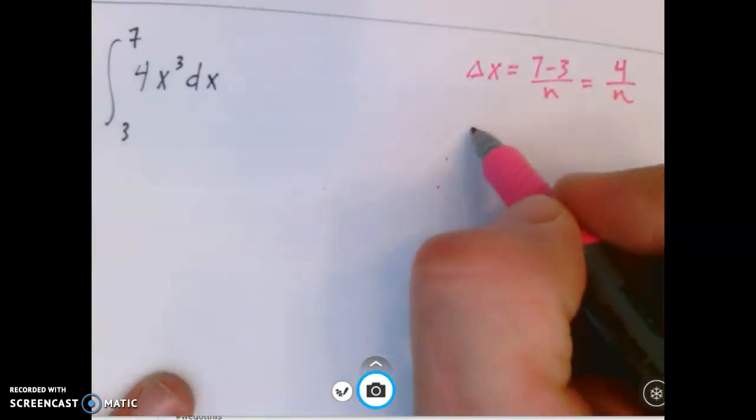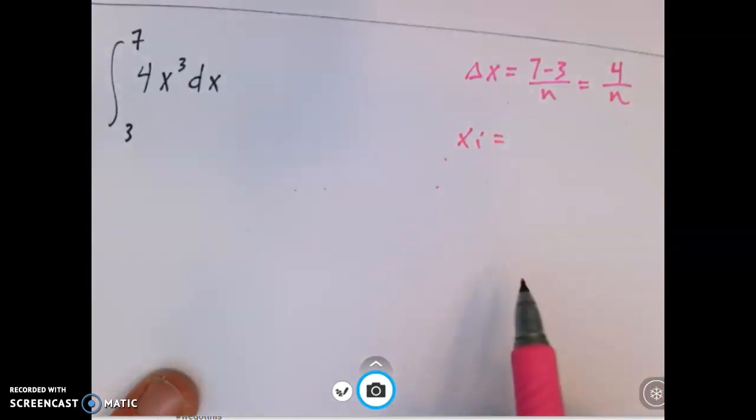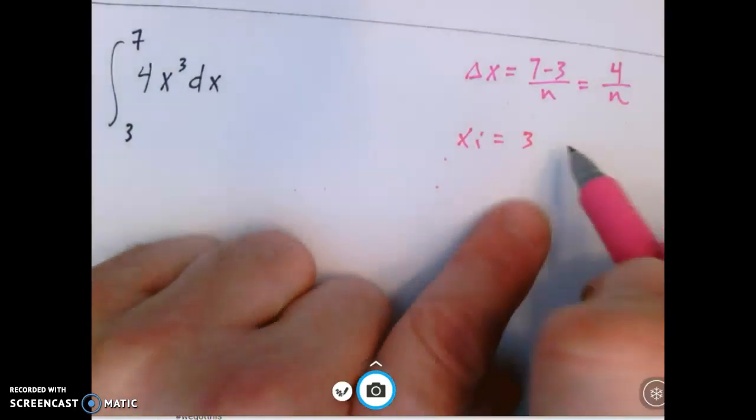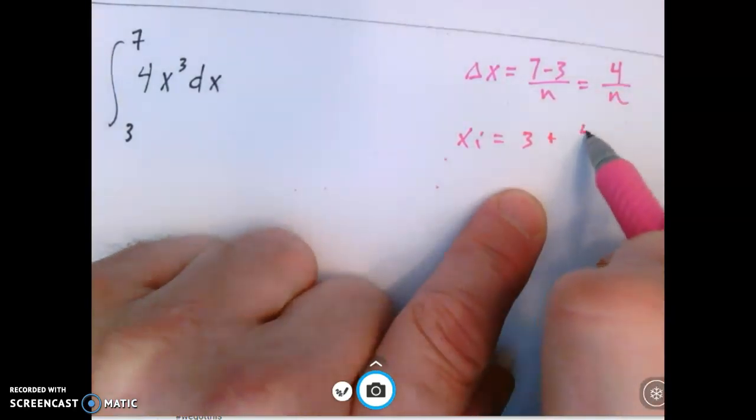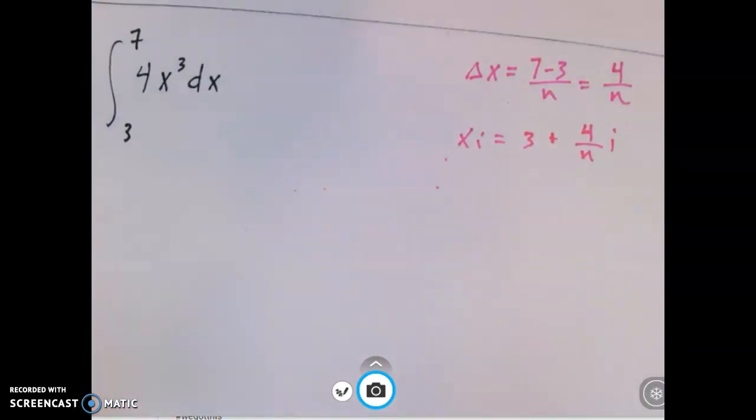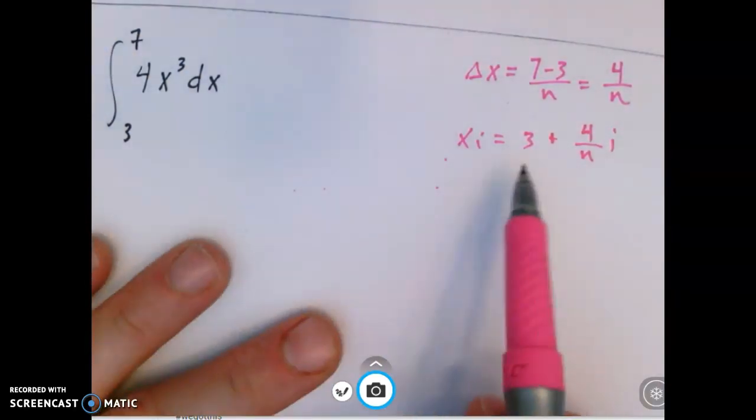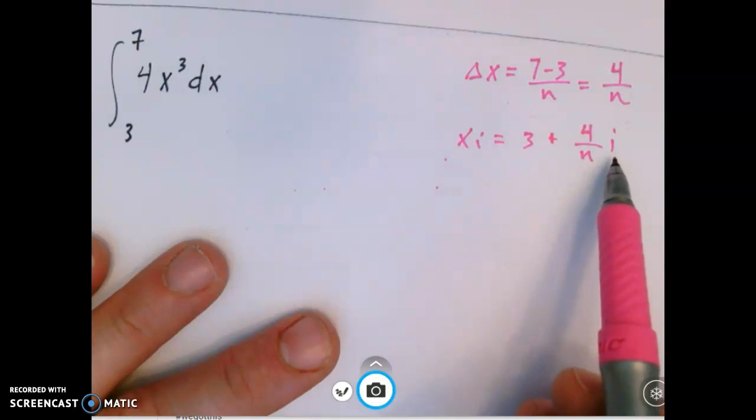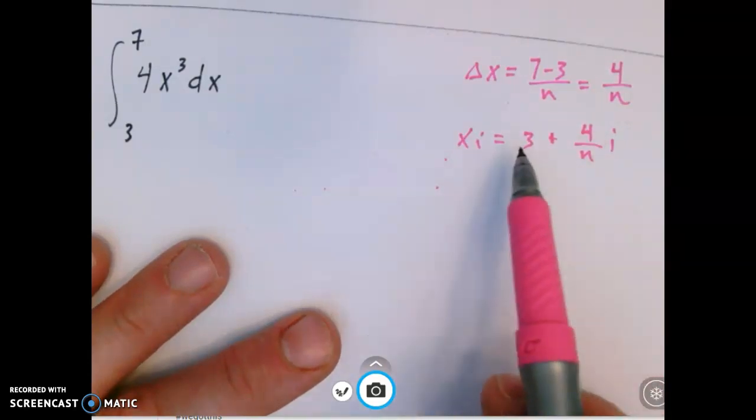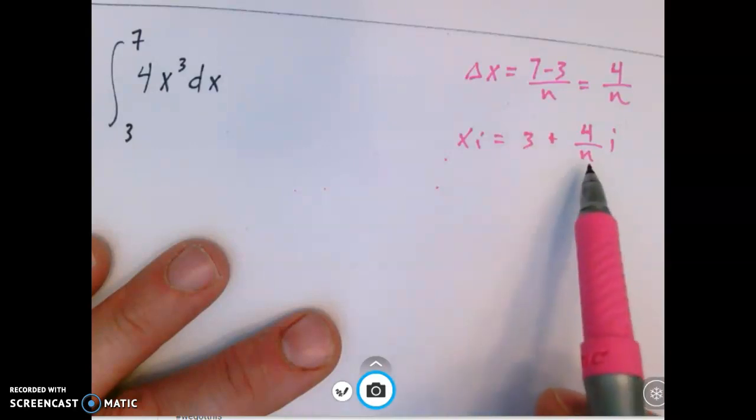Our x sub i term is equal to our starting value of 3 plus our delta x, so 4 over n times i. Once again, let me say this again. We're starting at 3, and if i is 1, if we're on our first term, then we're adding 4 over n. That's our delta x. And n is the number of rectangles.